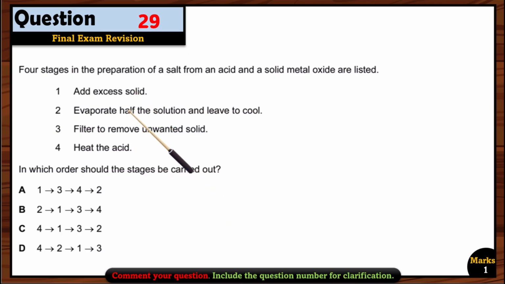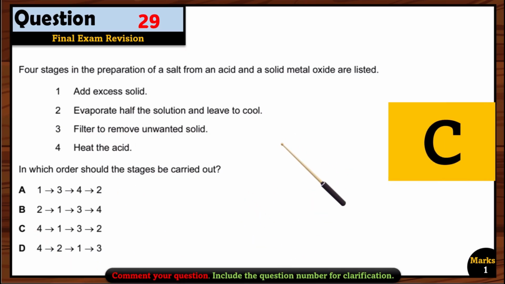So we are using the excess solid method if you see over here because we are using the solid in an excess amount. So of course, this solid is insoluble. So that's why we also have to heat the acid. So 1 and 4 will go side by side. So where we can find 1 and 4 together, this is the only option that is C. 4, first heat the acid, then add excess solid. Then filter to remove the unwanted solid and then evaporate half the solution and leave it to cool. So that's why option C is the right option here.